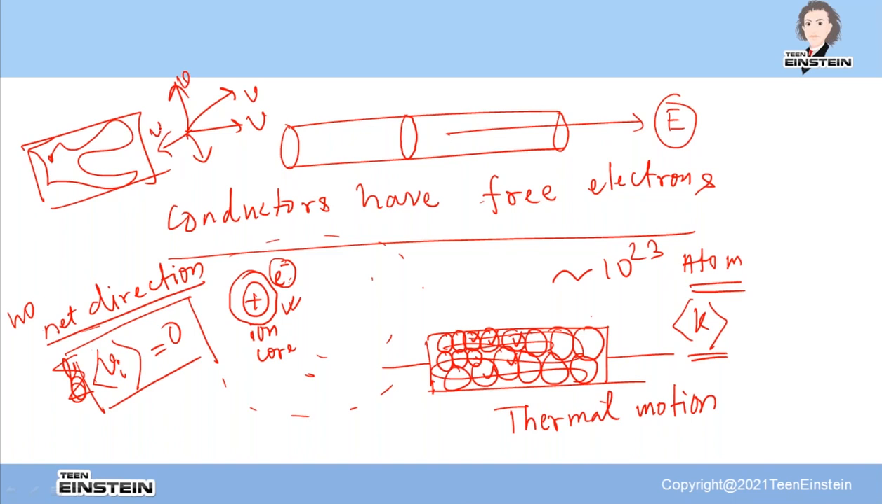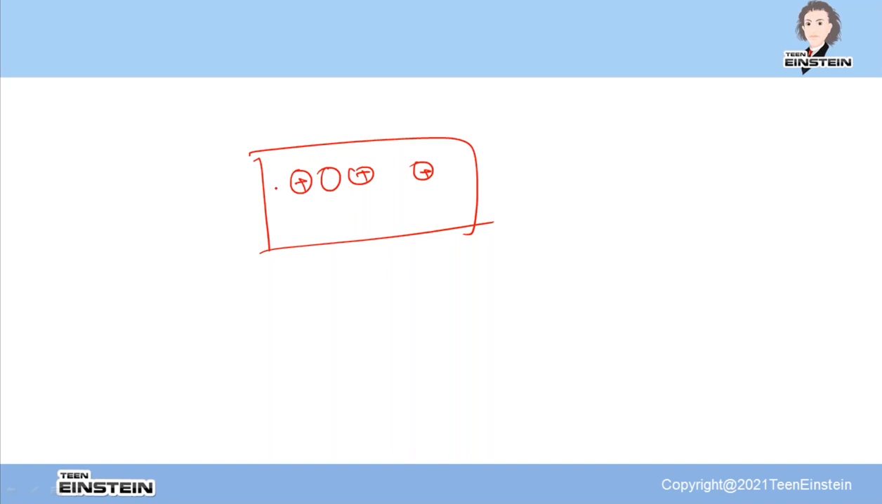So what happens when they are randomly moving in a solid? There are positive ion cores there, so they will collide with them. Electrons can collide with electrons also. They will collide among themselves or with the ions. This is how their motion will be random and their directions will keep changing.